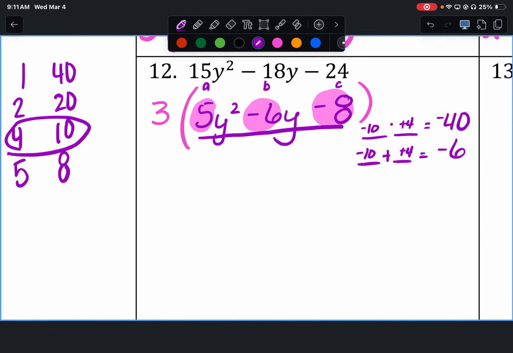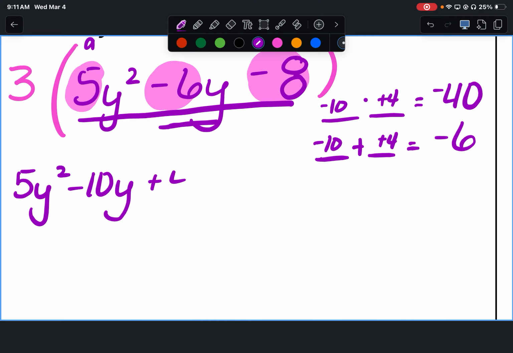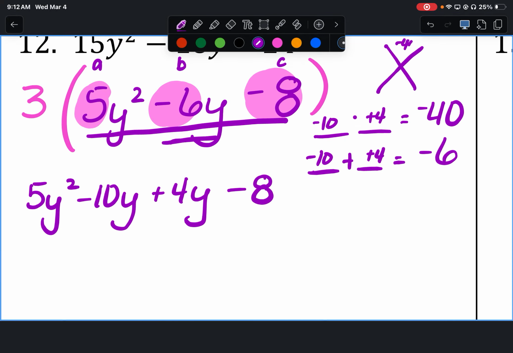So all we do with those two terms is use them to rewrite the middle term of our trinomial. So we're going to do 5y squared minus 10y plus 4y minus 8. And then from there we just group. Okay, yes? Sure, if we like using the X thing, that was fine. Yeah, that's fine. If you want to use the X thing and organize it as negative 40 over negative 6, negative 10, and 4, that is A-okay with me. Either way works. So we just rewrite. Now we group.